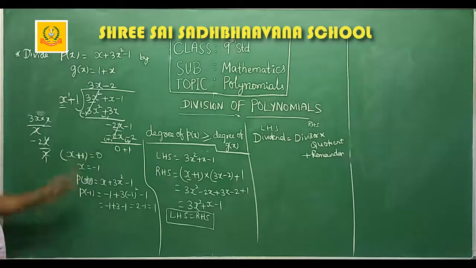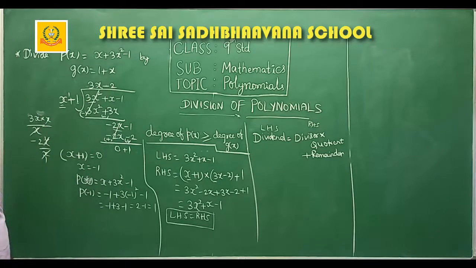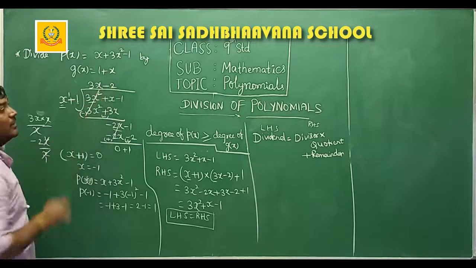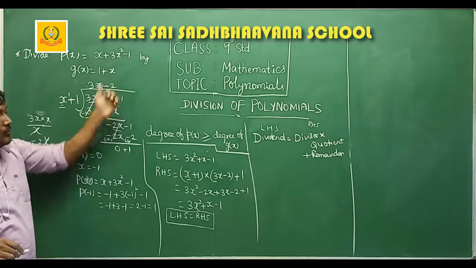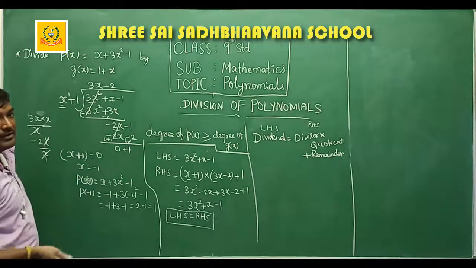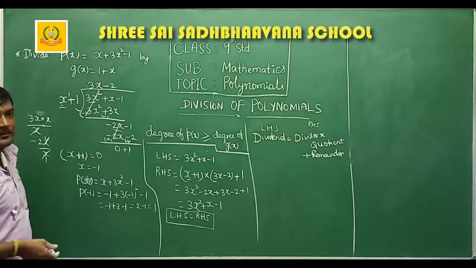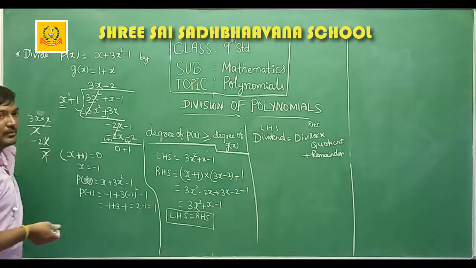Similarly with the next step, you continue until you get the remainder. Remember, when you get a constant here, you can stop. Division is possible until you get the constant term here. Once you get the constant term, whatever is left out will be your remainder. You cannot continue the division further. Okay? Let me take one more example and I'll explain this.